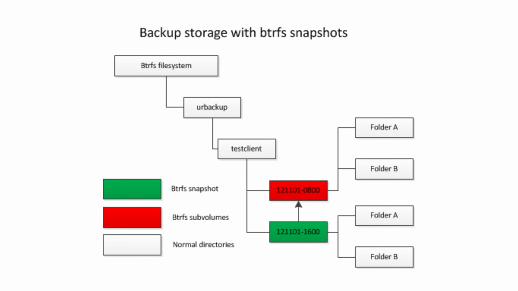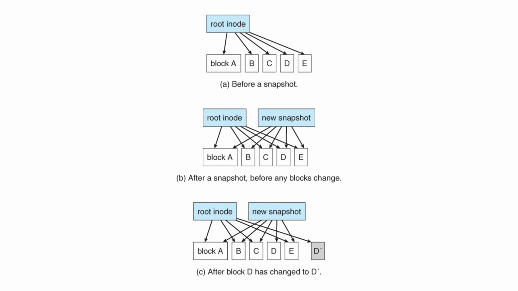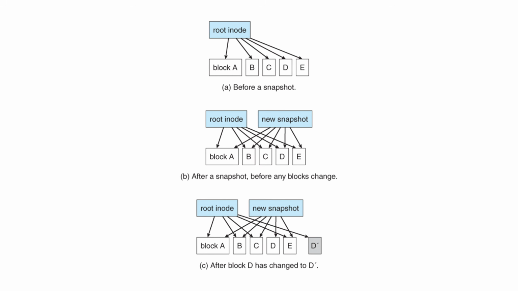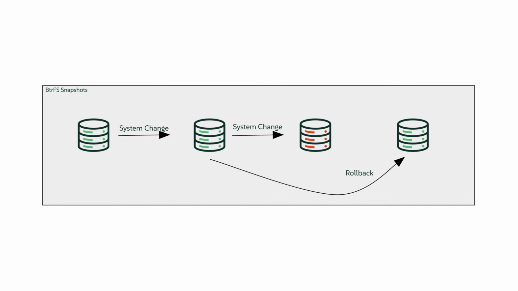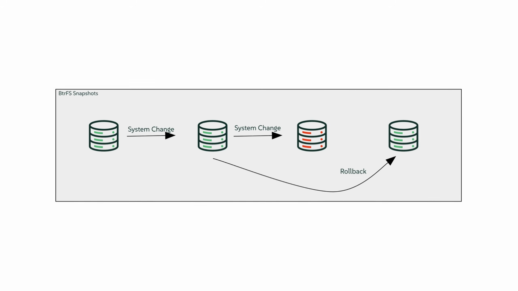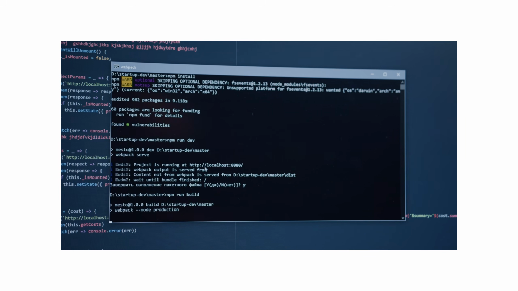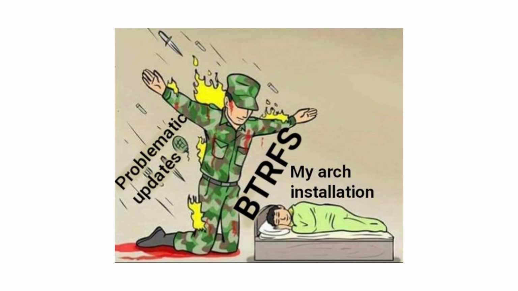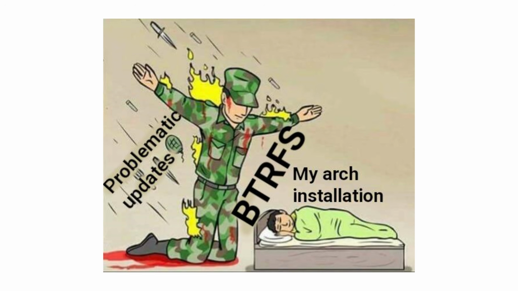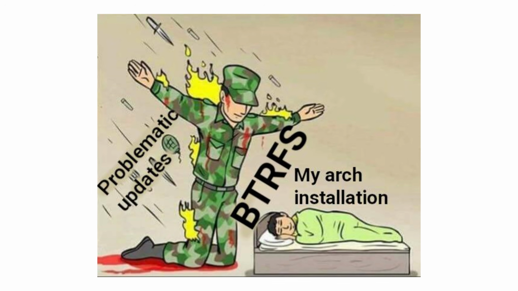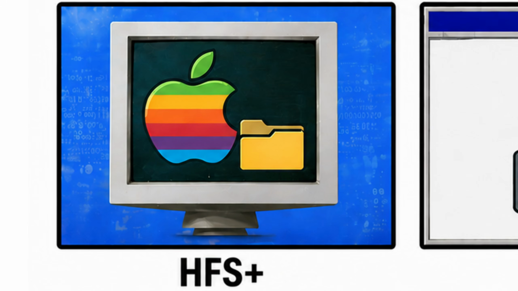Btrfs also supports snapshots, point-in-time copies of a file system state that take up almost no space because they only store what's changed since the snapshot was taken. You can roll back an entire system volume to a snapshot from yesterday in seconds. This is how some Linux desktop setups let you undo a bad software update. Built-in RAID support means Btrfs can manage mirrored or striped storage across multiple physical drives without needing a separate RAID controller.